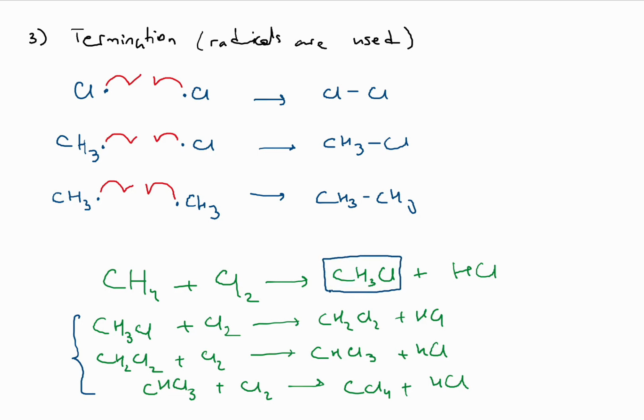Also remember that I'm using the hook arrow, also called the fishhook arrow. This arrow shows the movement of a single electron. Please remember that and don't forget.